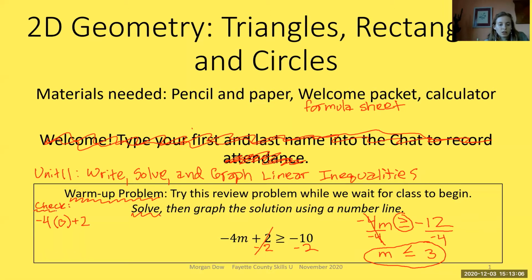And so when we double check our work here, we're going to do the calculations and we would expect to come up with an answer that makes sense, hopefully. So I'm just going to do the calculations here. We got negative 4 times 0, which gives us 0. And then we have 0 plus 2, which is 2. And 2 is greater than or equal to negative 10. That's a true statement. And so that tells us that our solution is probably correct.